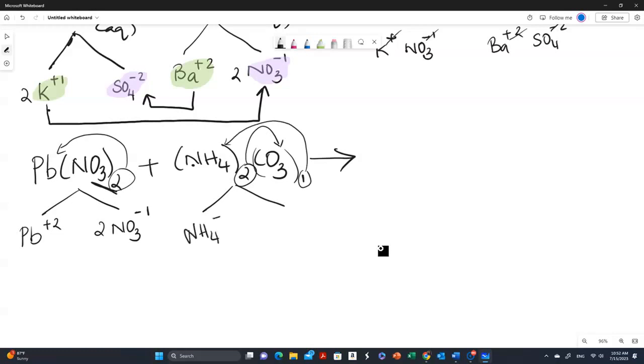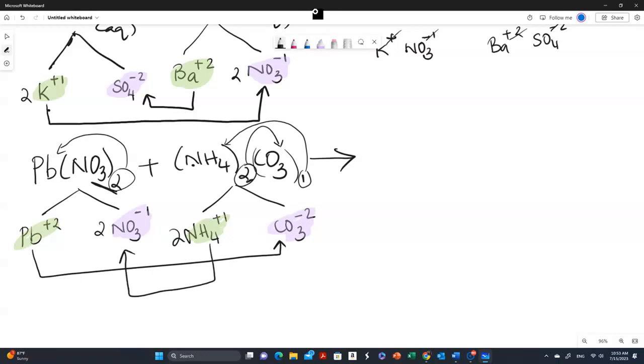Ammonium will always be +1 charge, and you don't have 2 carbonates, but you have 2 ammoniums, so it's going to be 2 times ammonium ion. That means carbonate will have a charge of -2. So you have ammonium as one of your cations, lead as one of your cations, and your anions are going to be nitrate and carbonate. So when you crisscross, this lead will go and take this carbonate, and this ammonium will go and take this nitrate. So Pb+2 will go and take CO3-2, equally cancelled out.